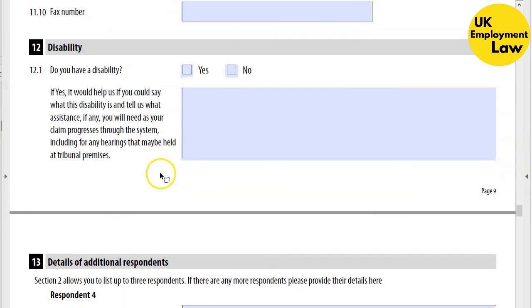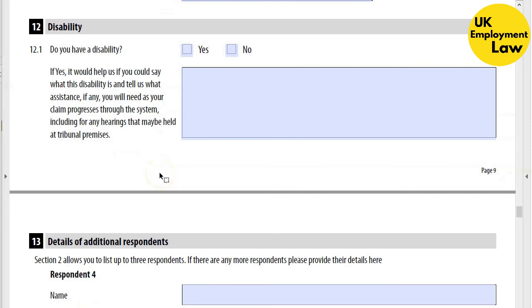Next section is section 12. Do you have a disability? This is about disability. If you are making a disability discrimination claim, please tick this box to state you have a disability. I have seen a number of employees making a disability discrimination claim and then ticking no in this section. While this is not fatal to your case, employers have argued that the claimant accepts he or she has not got a disability. Not a big point, but it has been picked on by the employers.